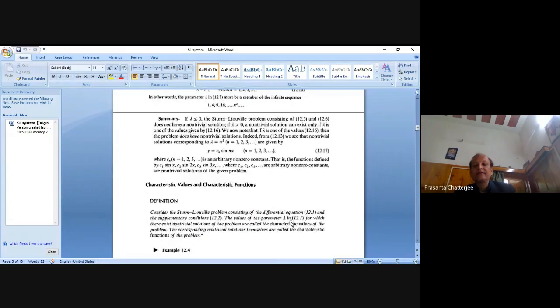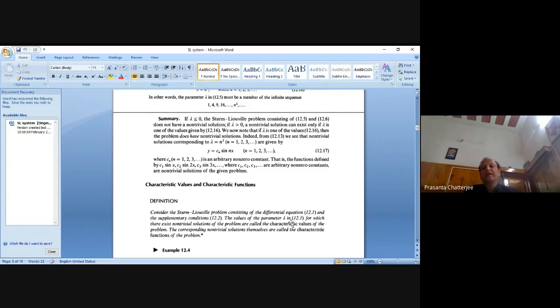Characteristic values and characteristic function. For any Sturm-Liouville problem, the values of the parameter lambda for which there exist non-trivial solutions of the problem are called characteristic values of the problem. And the corresponding non-trivial solutions are called the characteristic functions of the problem.